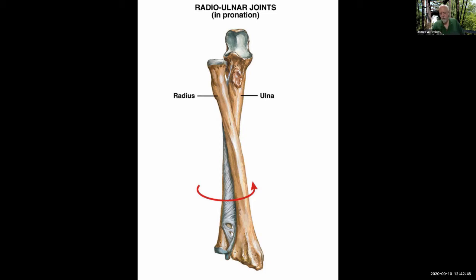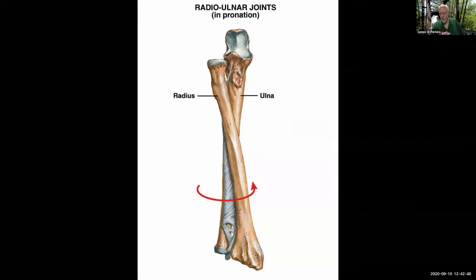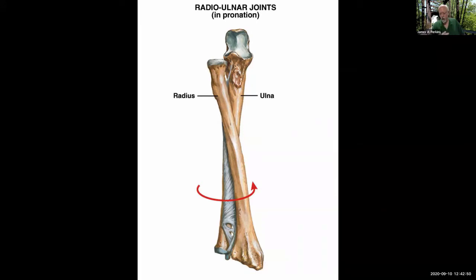So the main motion that's visible when you pronate and supinate the forearm is the movement of the hand. But really the motion of pronation and supination is happening between the bones of the forearm. The hand just goes along for the ride. Whatever the radius does, the hand just moves with it.